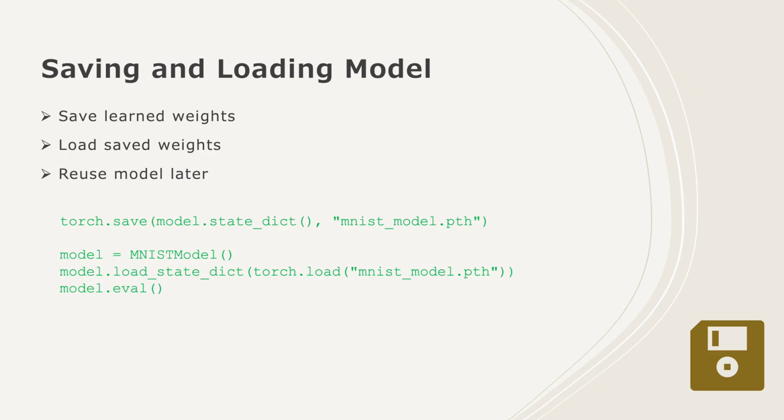To load a saved model, we first create a new instance of the same model class. Then, we call the load_state_dict function and give it the saved weights. This restores the model to the exact state it was in when we saved it, with the same parameters, the same learned knowledge, and the same predictions. After loading the weights, we switch the model into evaluation mode. Evaluation mode disables training behaviors like dropout and ensures the model behaves correctly when making predictions. This process allows you to train a model once, save it, and reuse it anytime without retraining.